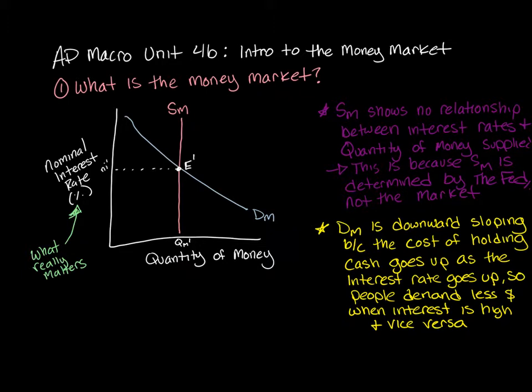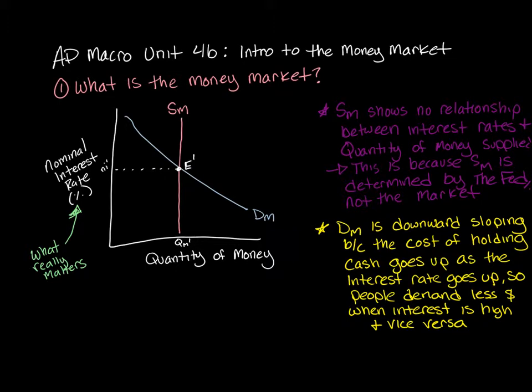On the x-axis of this particular model, we're going to track the overall quantity of money supplied and demanded in the economy. At least for the purposes of this Unit 4B, we don't really care all that much about the quantity of money. It's really the nominal interest rate that we're going to focus on here. So we'll want to know what happens to it, but quantity of money is not as important for answering FRQs as the nominal interest rate is going to be.